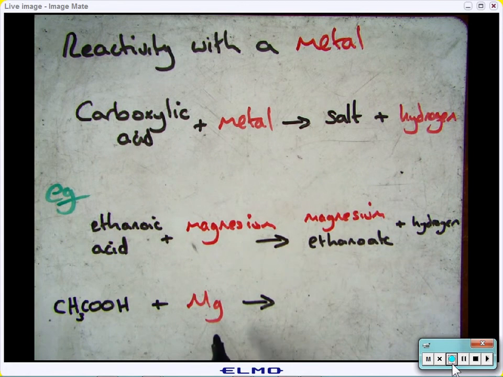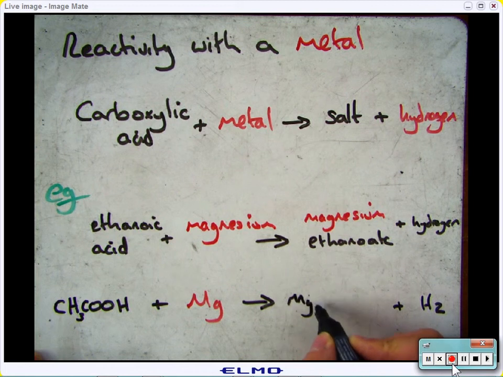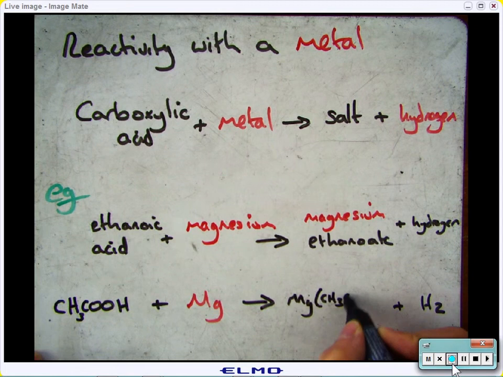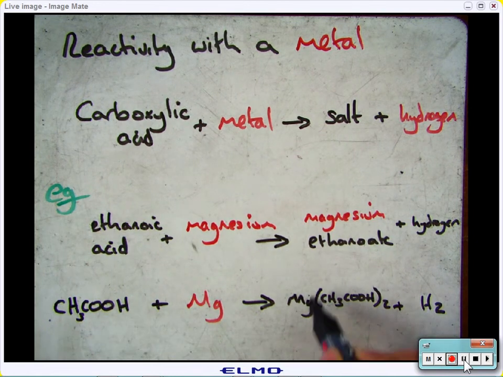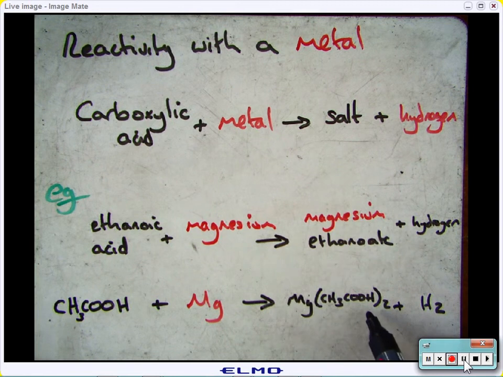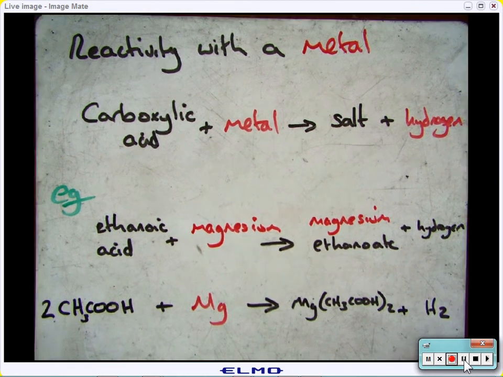If you wanted to write the symbol equation, which would come up in the higher paper, obviously hydrogen is H2, and then magnesium ethanoate is Mg(CH3COO)2. You then need to go through and balance this. The only thing unbalanced is this part here, because magnesium's got a charge of 2+, that's only got a charge of 1-, therefore you need 2 of those, therefore you need 2 of these over here to balance it.